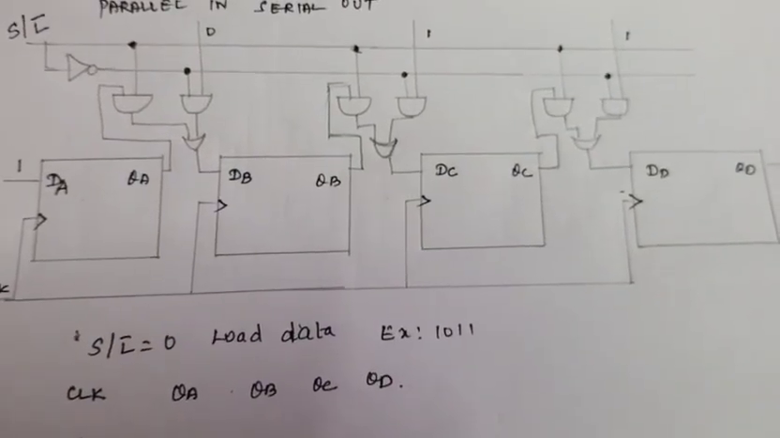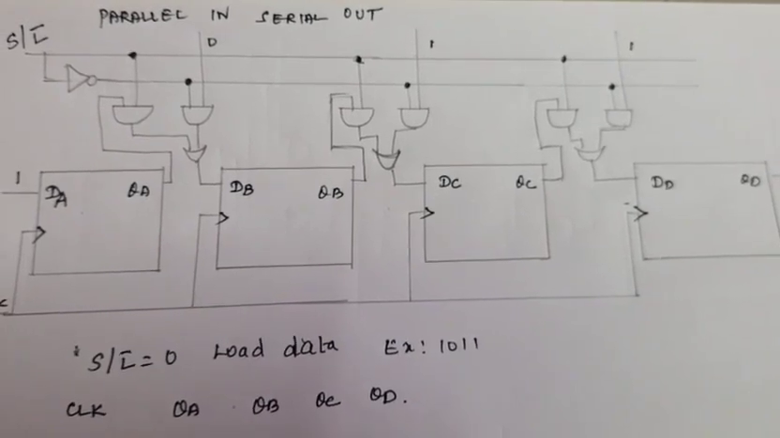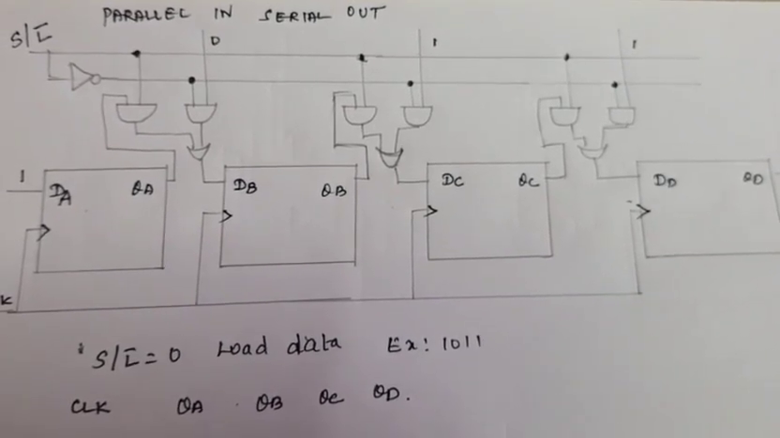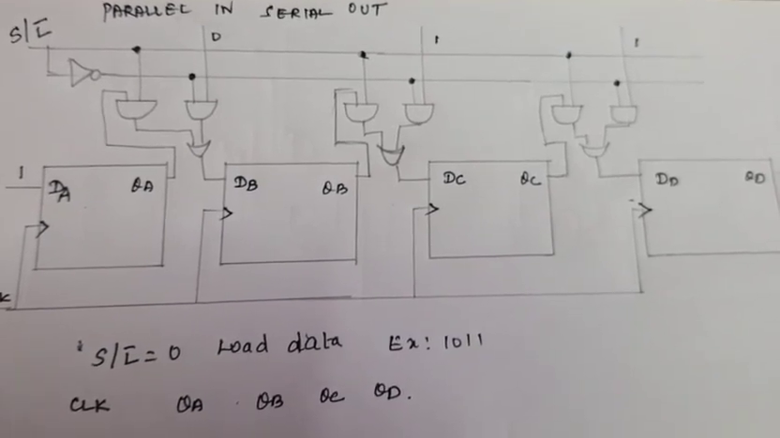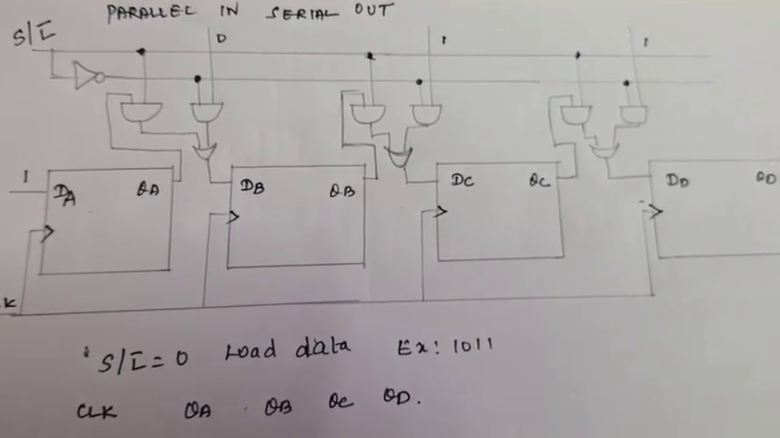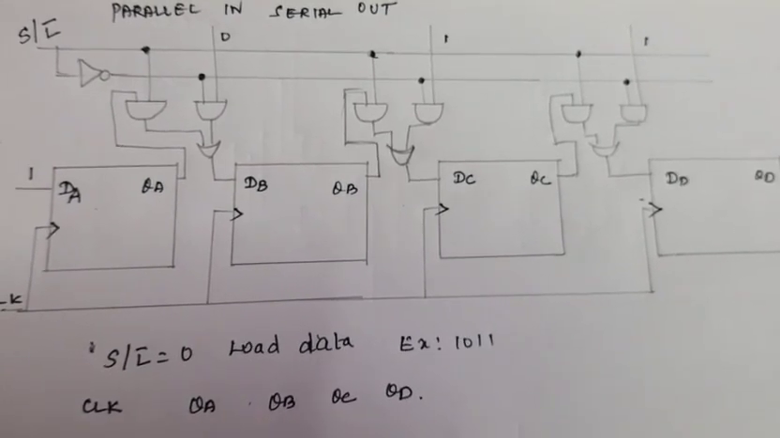Hi, next we are going to see the parallel and serial load. This is one of the types of shift register we are going to see. By the name you can understand parallel and serial load. We are going to load the data in parallel and receive the data one by one.